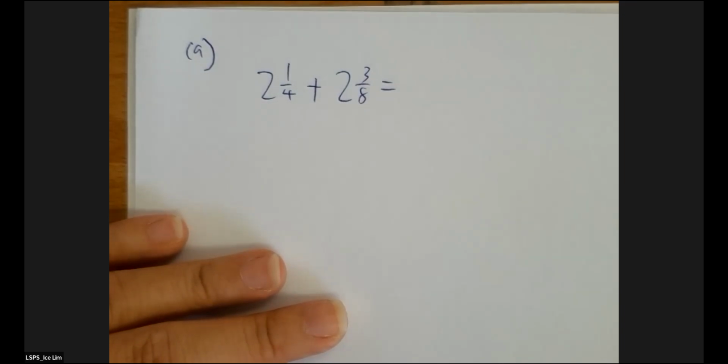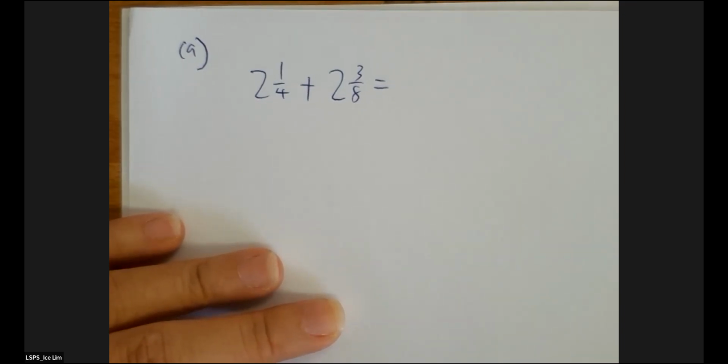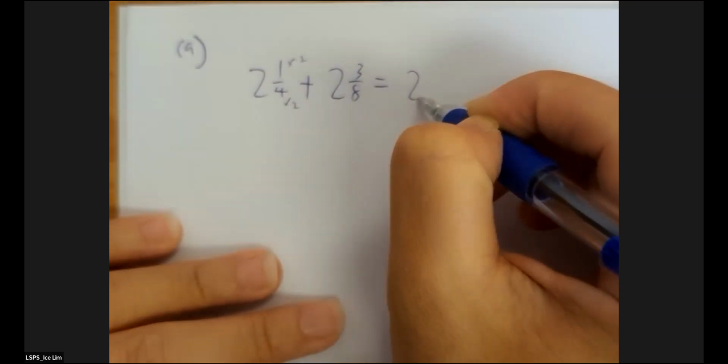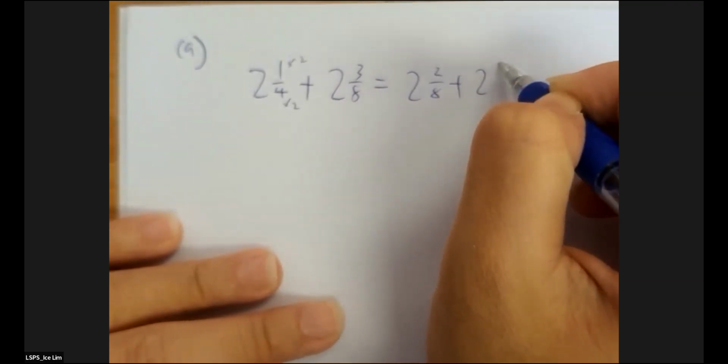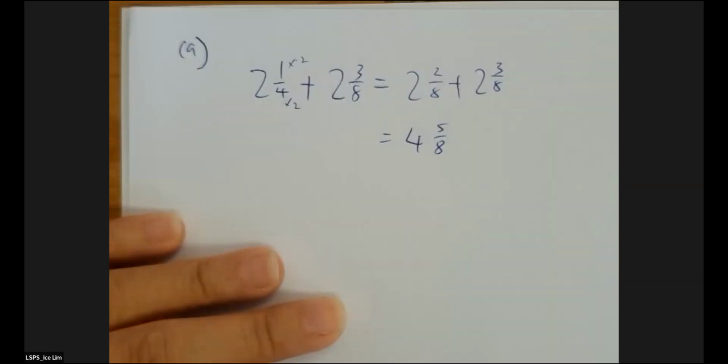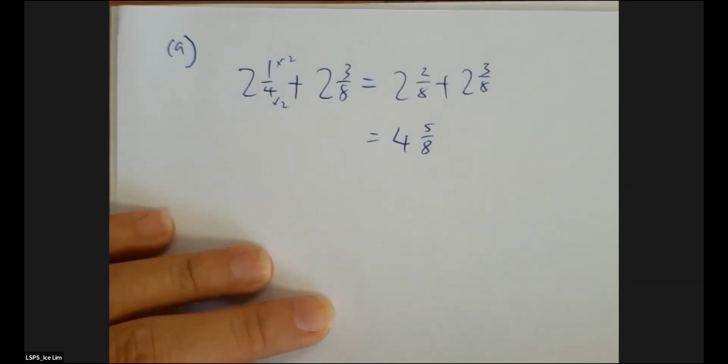1, 2, 3, 4, 5, 6, 7, 8, 9, 10. Okay, 6 seconds, quite good. 2 2/8 plus 2 3/8, 4 5/8. Okay. Wow, somebody is really on fire. Good time, really fast and quickly. Okay, good to write out the question.